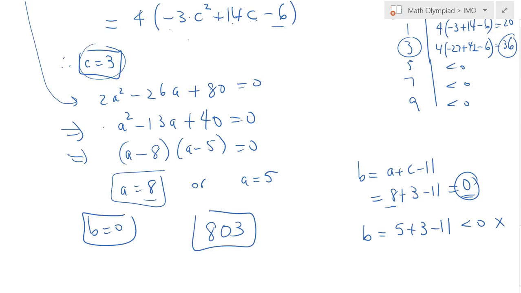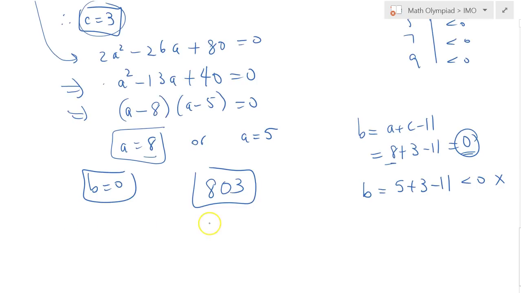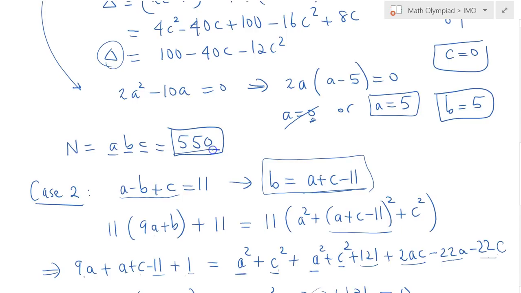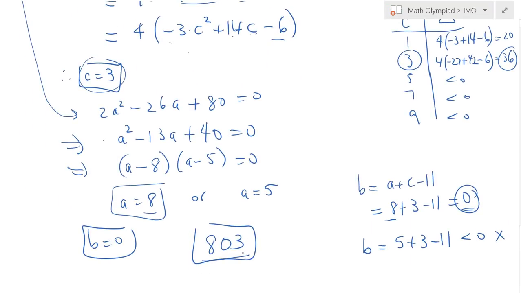In fact, you can check it yourself that it really works. So therefore the two solutions are really, well, from the first case we got 550, and from the second case we get 803, and we are done.